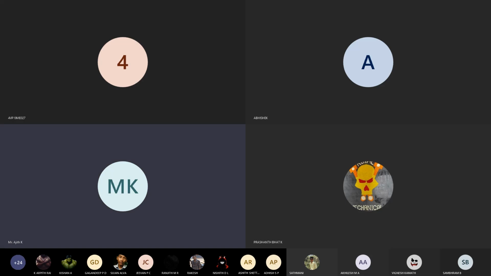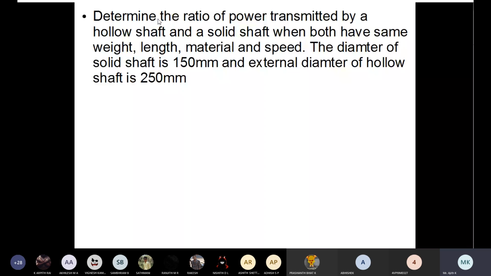So in this problem, we have to determine the ratio of power transmitted by a hollow shaft and a solid shaft. That means you have to calculate the power transmitted by the hollow shaft, PH, divided by the power transmitted by the solid shaft, PS. I need the ratio PH by PS. You know the equation to calculate power transmitted.